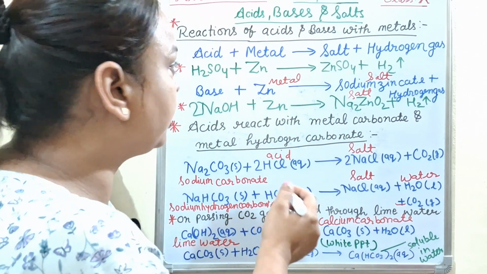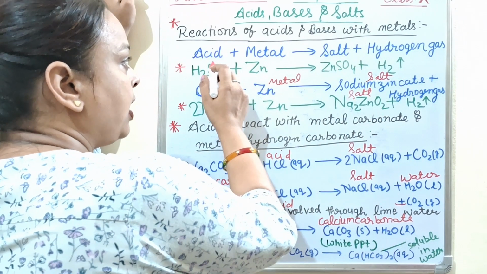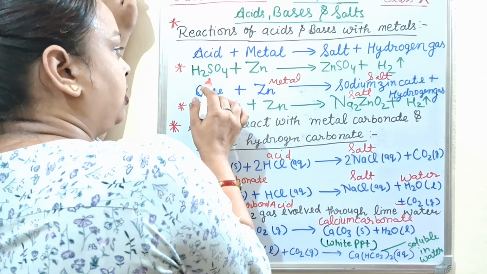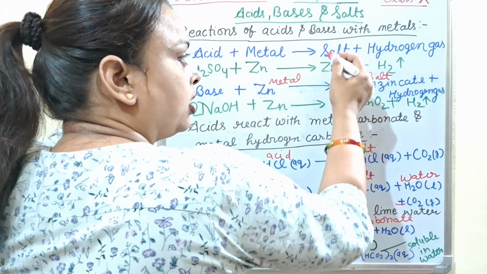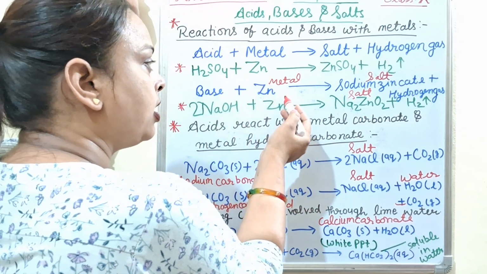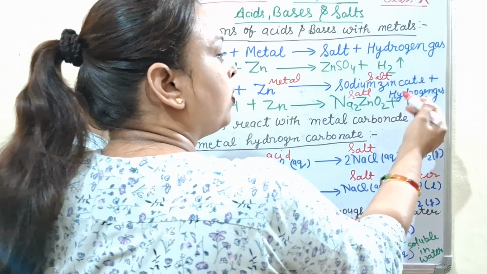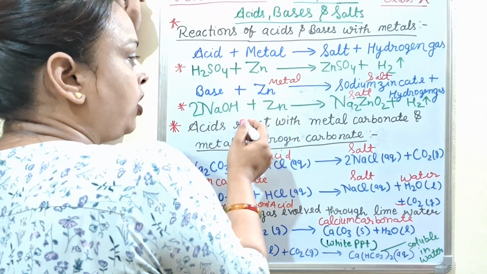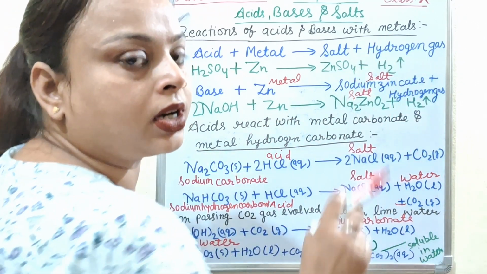Now I repeat my class again. What we discussed here: reaction of acids and bases with metal. When acid reacts with metal, then it forms salt plus hydrogen gas. Here H2SO4 is the acid plus zinc is the metal, then it forms ZnSO4, the salt, and hydrogen gas. Now come to the base. Base reacts with zinc, zinc is also a metal, and again what forms? Salt, sodium zincate, plus hydrogen gas. Here is the equation of this reaction: 2NaOH plus Zn forms Na2ZnO2, sodium zincate, plus hydrogen gas.